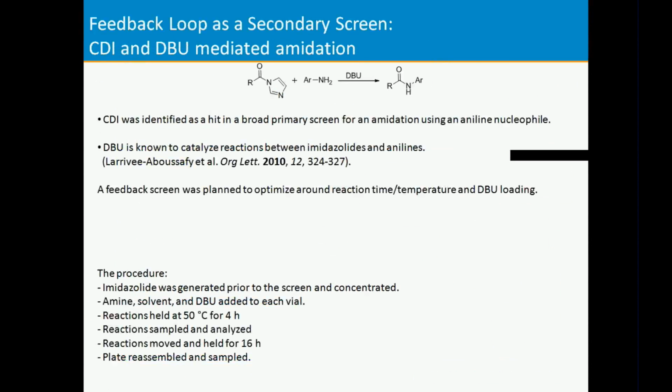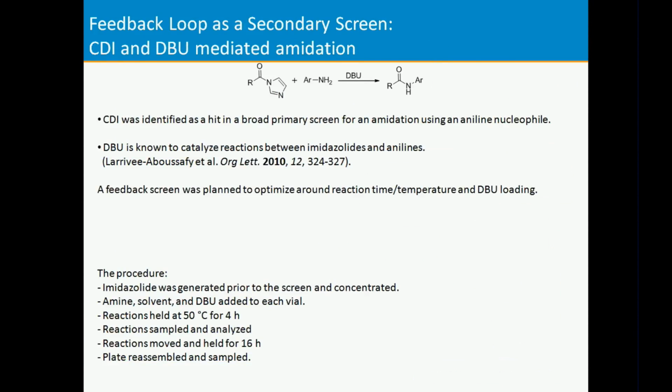And then I have an example of the feedback loop being used as a secondary screen for a CDI and DBU mediated amidation. So in the screen of a carboxylic acid reacting with an aniline nucleophile, CDI was identified as an activating agent of choice in a broad primary screen, so one of hundreds, similar to the one I showed earlier. DBU is actually known to catalyze these reactions. We studied it in our lab between imidazolides and anilines. And so we planned a feedback screen to optimize around reaction time, temperature, and DBU loading.